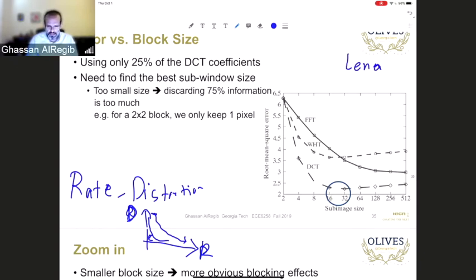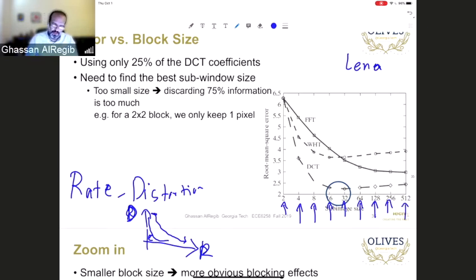This is from a really very old experiment, at least 10 or 11 years old. If you have a particular Lena image, apply 8 by 8 blocks of DCT, and then keep only 25% and get rid of the remaining 75%. Now, instead of 8 by 8, do it for 2 by 2, 4 by 4, 8 by 8, 16 by 16, 32 by 32, 64 by 64, 128 by 128, 256 by 256, 512 by 512.